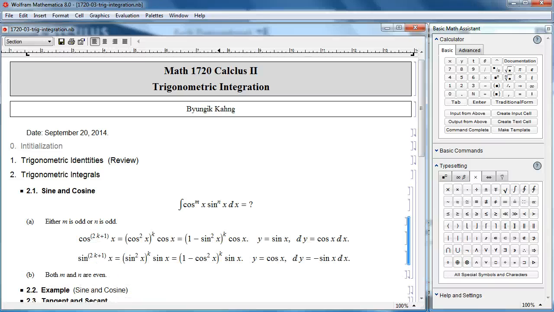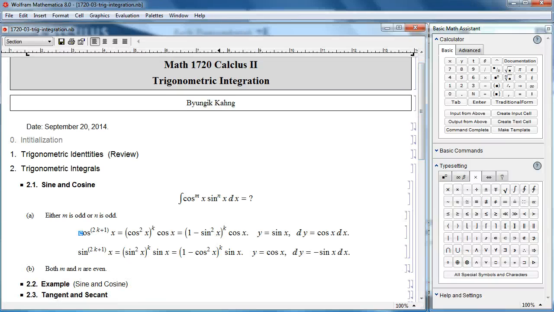Here's a basic strategy. If we have cosine to the odd power, then we can decompose it into cosine to the even power, to a certain k power, times an extra cosine of x. Now, this even part can be rewritten as a function of sine, because cosine squared is 1 minus sine squared. So this can be completely rewritten as an expression of sine, and this extra cosine of x will be absorbed by the substitution computation. Y is sine of x, and if you do substitution, dy is cosine of x dx.